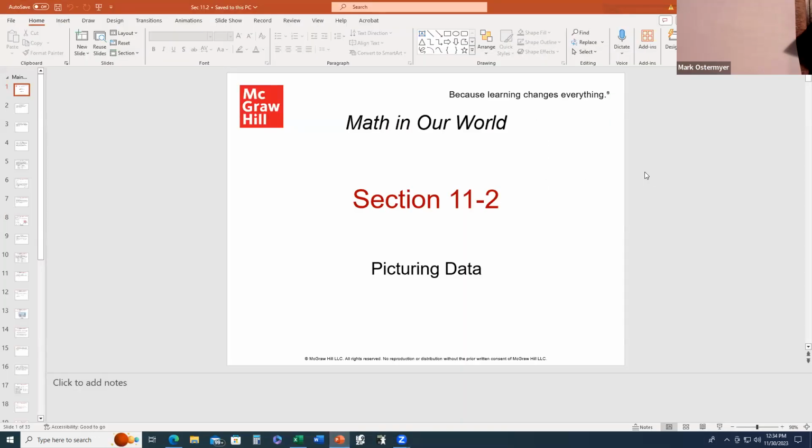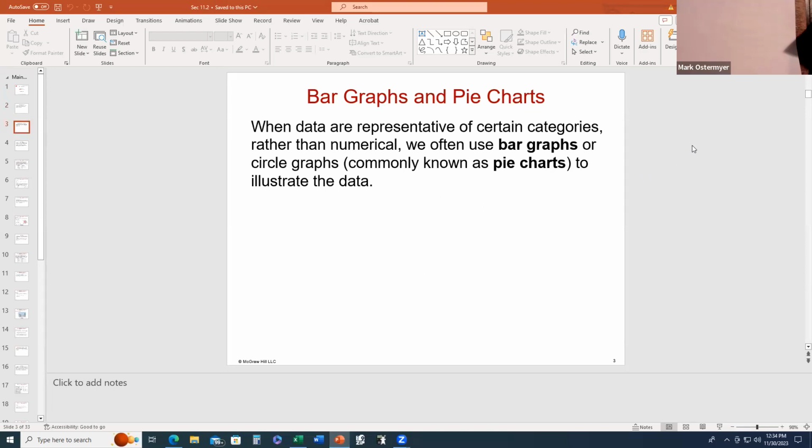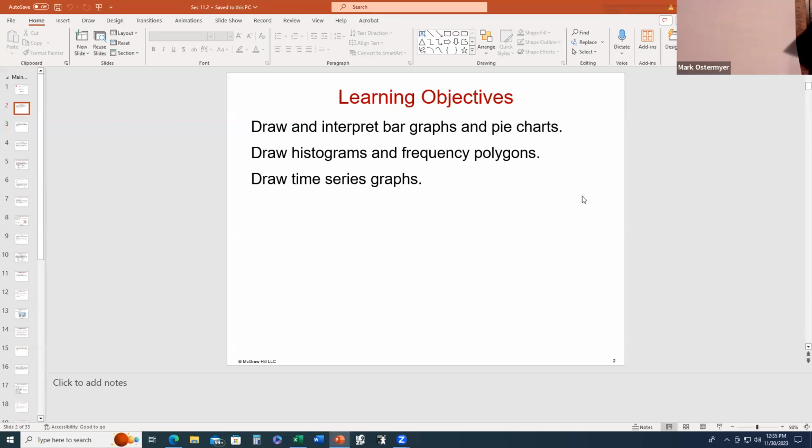Picturing data. By the time we get done with this, we'll hopefully have a good understanding as to how to construct a bar graph and the usefulness of a bar graph. Also pie charts or circle graphs, how to build a circle graph, and also frequency histograms and frequency polygons. Okay. And also a time series graph too.